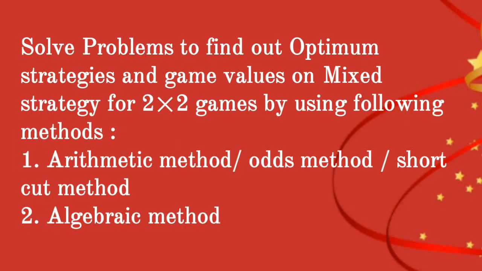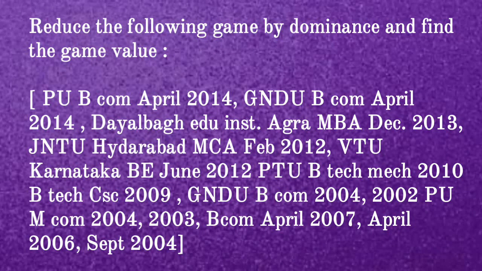Solve problems to find out optimum strategies and game values on mixed strategy for 2 by 2 games by using the following methods. First, arithmetic method or odds method or shortcut method. Second, algebraic method. We will read the first question for arithmetic method.